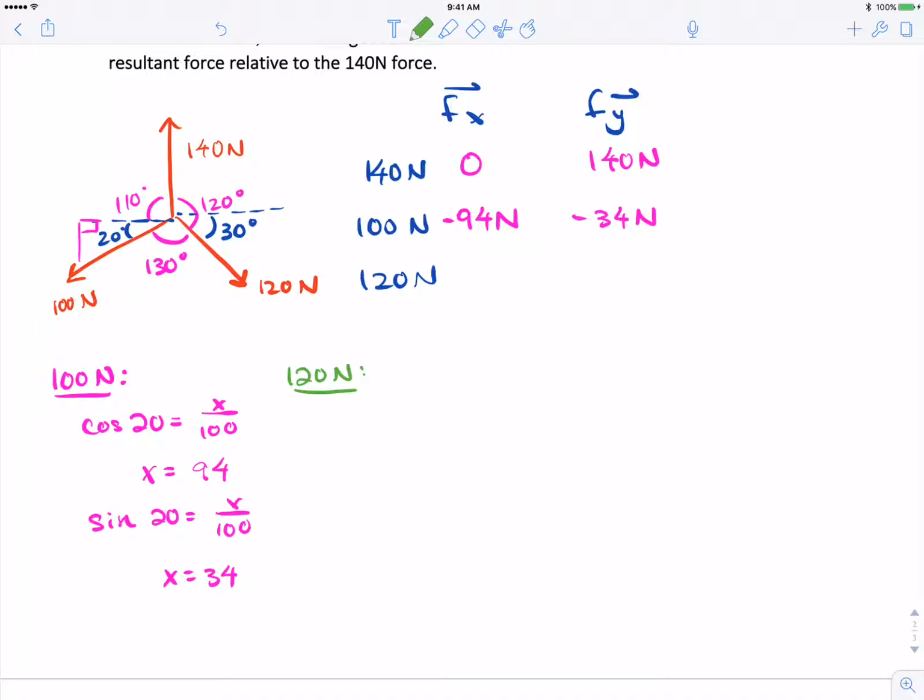If you label them like this, I find your work is a little more maintained. I visualize it as a right-hand triangle. I want the x component, adjacent over hypotenuse. Cos of 30 is x over 120, which gives 104 newtons, and that's to the right, so it remains positive. Then sine of 30 is y over 120, which gives me 60.